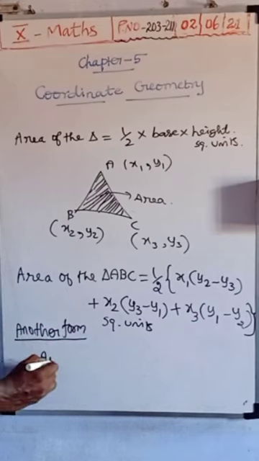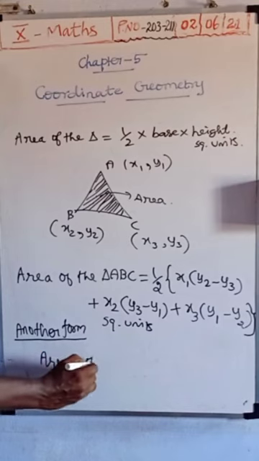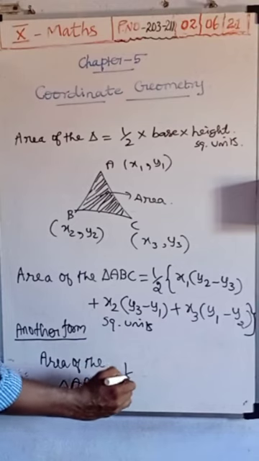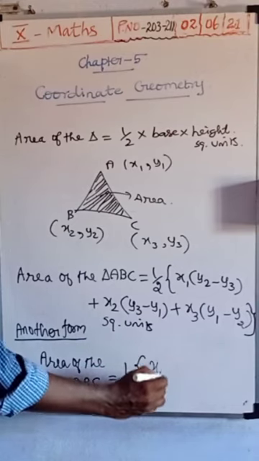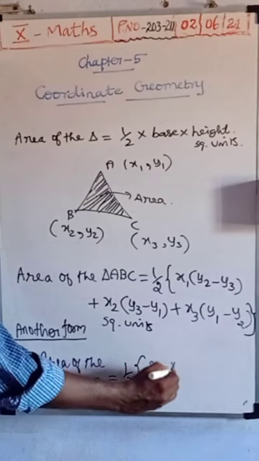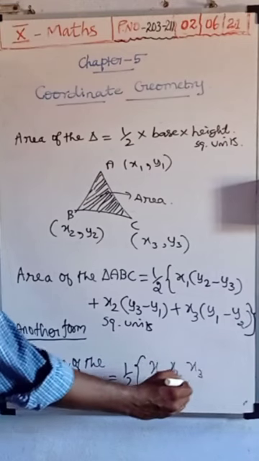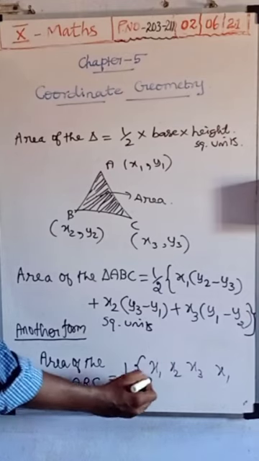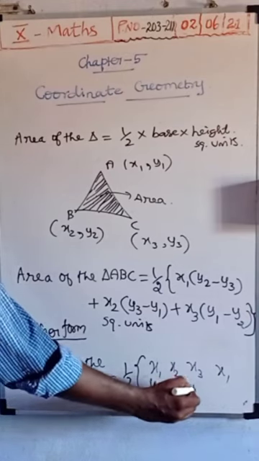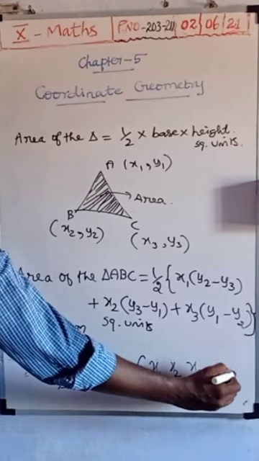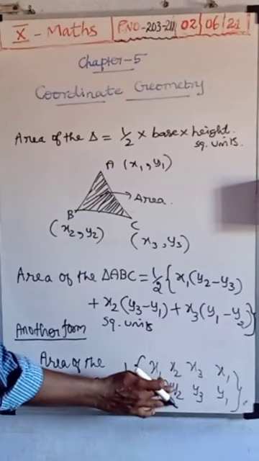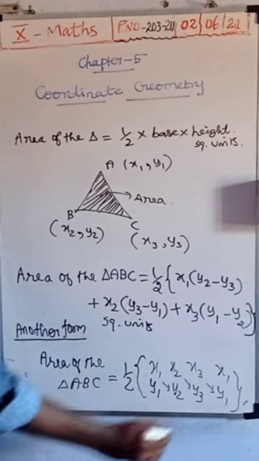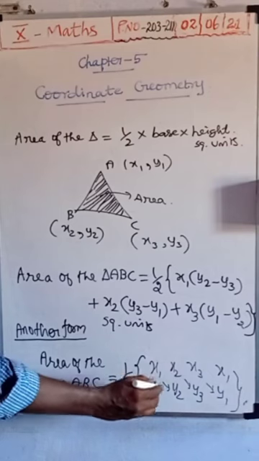Okay, area of the triangle ABC. First, draw the arrow diagram. On the x-axis write x1, x2, x3, again x1, so the one you started with is the one it ends with. Next, y1, y2, y3, again y1. So close the bracket. Now, first multiply up to down, then down to up.